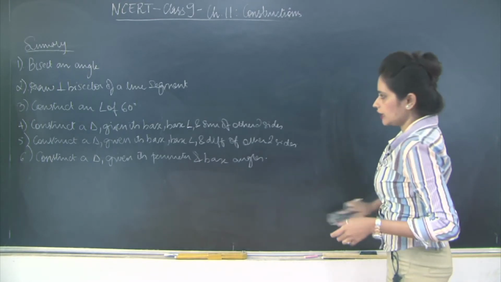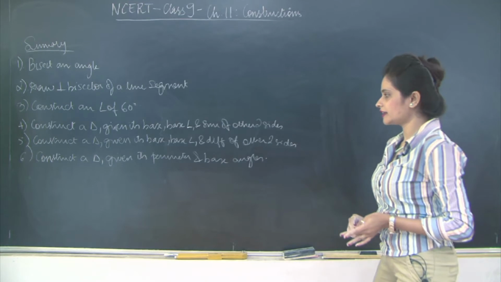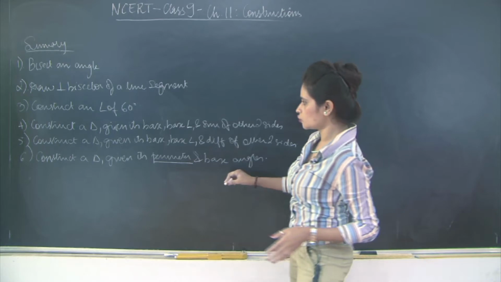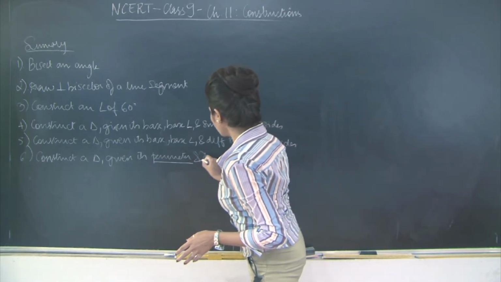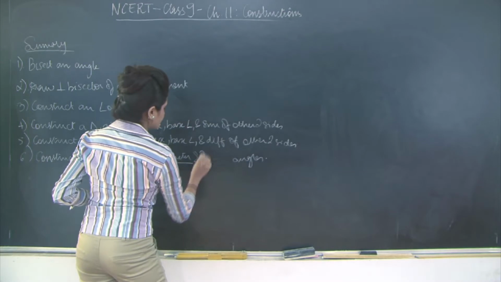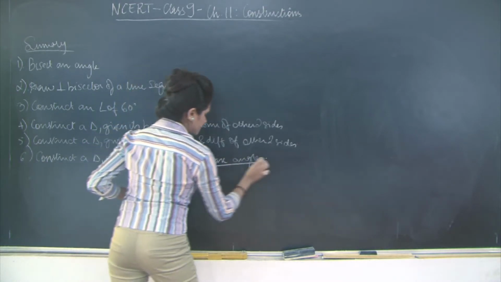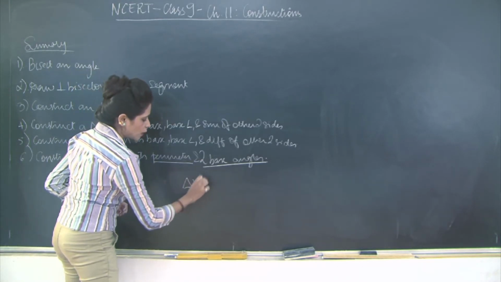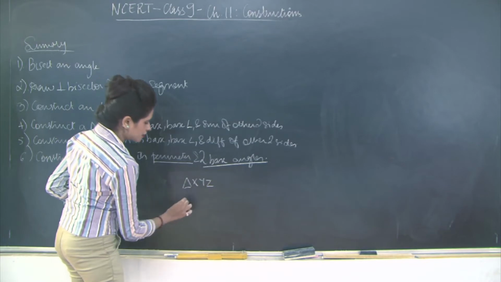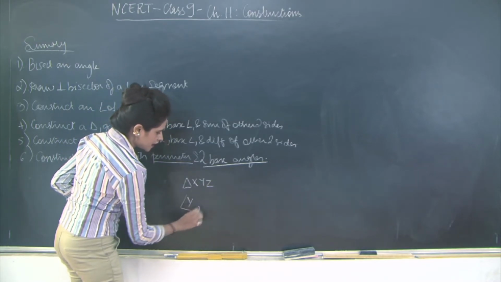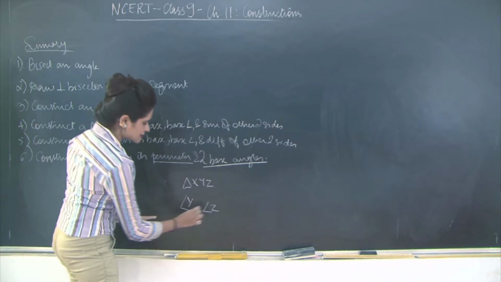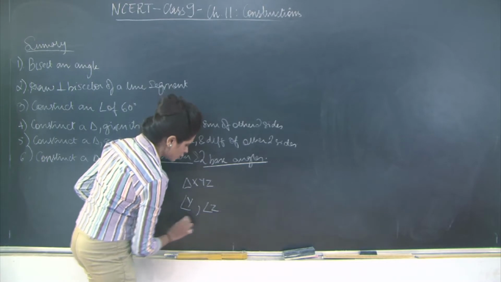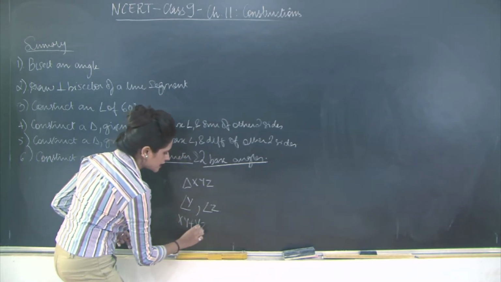Okay. So the last part, you need to construct a triangle where you've been given two things, the perimeter and two base angles. So how do you do this? Let's say you have to construct a triangle XYZ where you've been given the measure of angle Y, measure of angle Z, and the sum of the length of the sides of the triangle, that is the perimeter. That is, you've been also given XY plus YZ plus XZ.